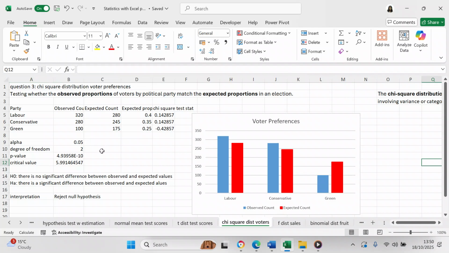So you've got your party being Labor, Conservative, and Green. You've got your observed count is 320, 280, and 100. And you've got your expected count is 280, 245, and 175. You've got your expected proportion being 0.4, 0.35, 0.25, and your chi-square test statistic.